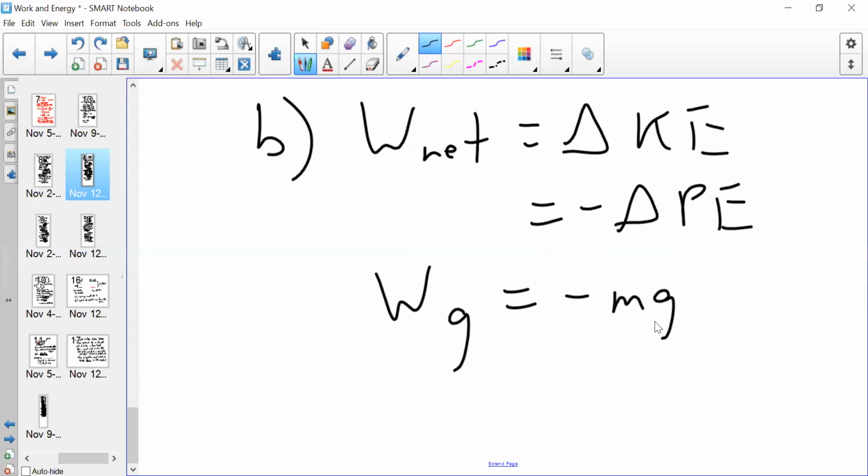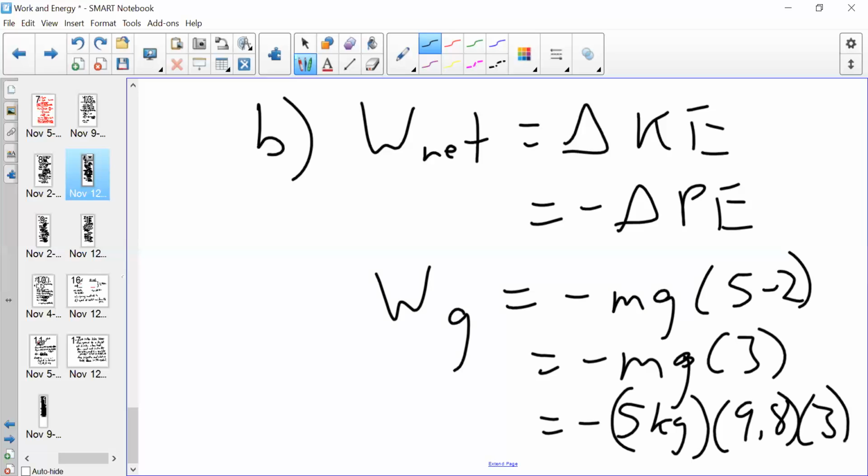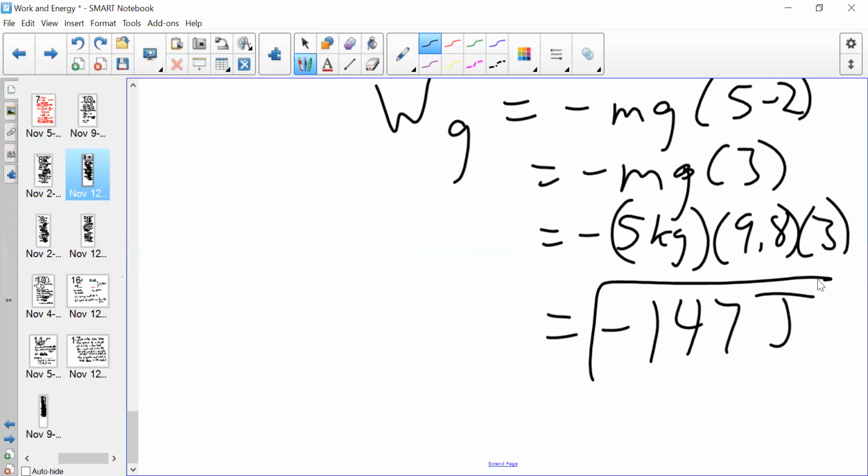So I'm going from 5 to 2, just 3, g times 3, and then negative 5 kilograms, and that gives me negative 147 joules. So that's how much work is being done by gravity.